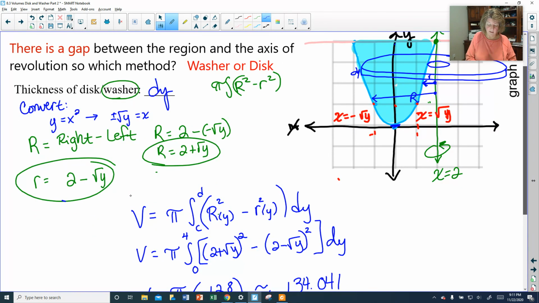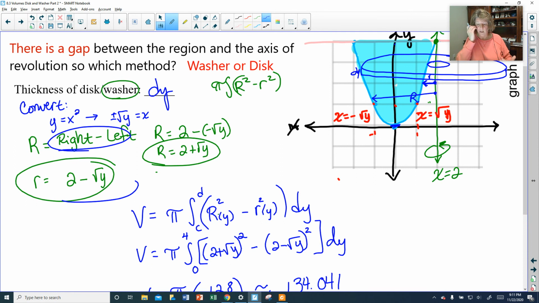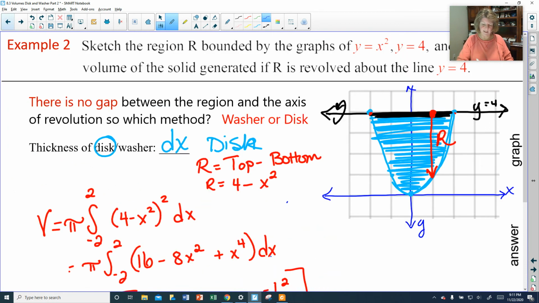So not a lot different when you're moving your axis of rotation. If you always just keep relying on right minus left or top minus bottom, whatever's on top, if that's my axis of rotation, then that's where I start. Just like we did on this one. Axis of rotation was above our figure, so it went top minus bottom, or right minus left.